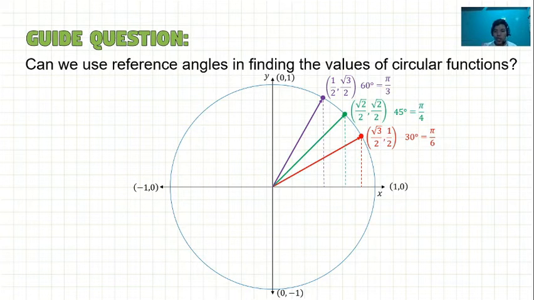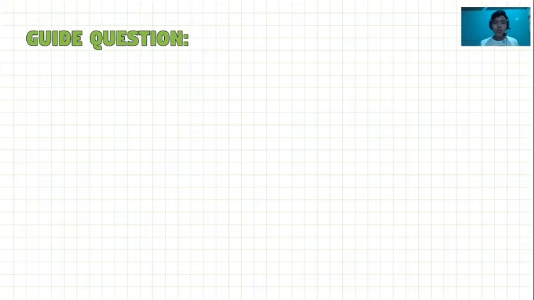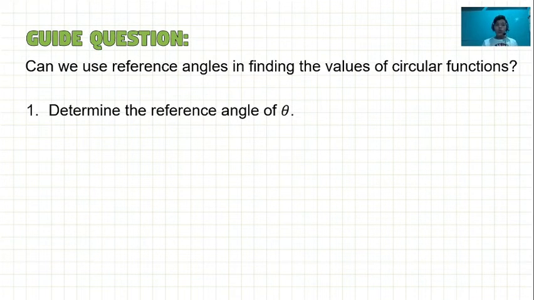Okay, so what we need to really take note is itong mga reference angles lang. Si 30, 45, at 60 at yung mga quadrantal. Then other than that, you can solve the values of the circular functions of the other angles. Okay, if you know this one. So that's it. So therefore, to summarize, to use reference angles in finding the values of circular functions, you just need to follow these steps.